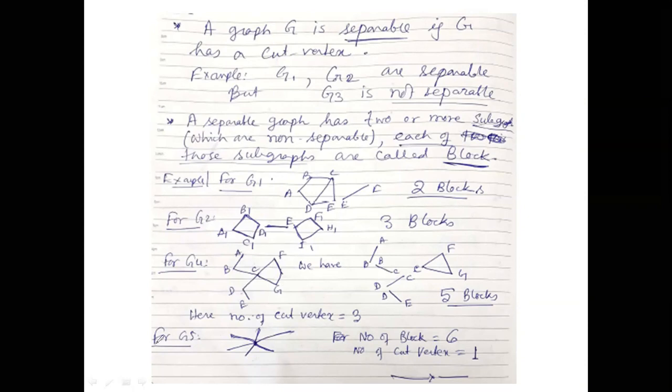Similarly, for the case G5, there are 1, 2, 3, 4, 5. Only one cut vertex is there, but there are 6 blocks. So there is no such standard relationship between blocks and cut vertices. We have to calculate how many blocks are there, and we have to calculate how many cut vertices there are.